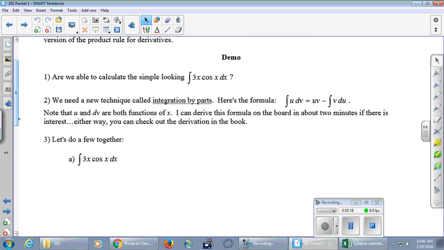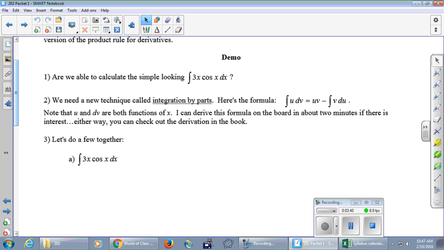So let's take a look at number 1. Are we able to calculate the simple looking integral of 3x cosine x dx? Well, there's one thing you can do to make the integral look a little nicer right away. Take that 3 and bring it outside. So we're not disturbed by the 3. We have an x and we have a cosine x.